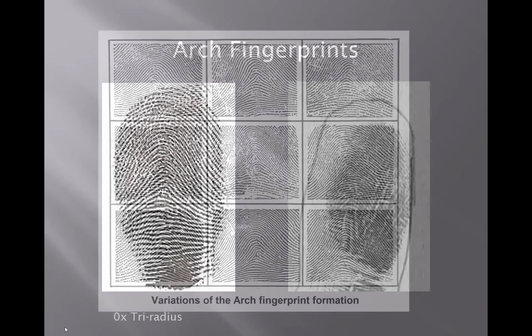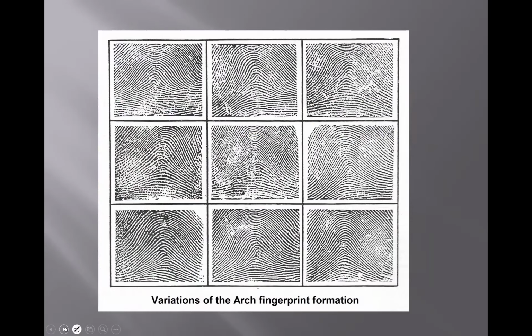So if we look at these examples here, these are lots of different examples of arch fingerprint patterns. You can see there are quite a lot of variations in them, but the characteristic thing of all of these examples is they don't have a triradius. Sometimes these arches can be quite high, and in this case you can see that's a really quite high arch. Sometimes they're quite low. So it doesn't really matter too much about the height or the way that the hill is shaped, as it were. But what does matter is that there is no triradius in the middle of the fingerprint at all.